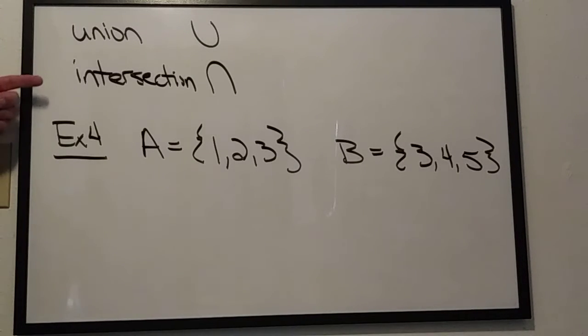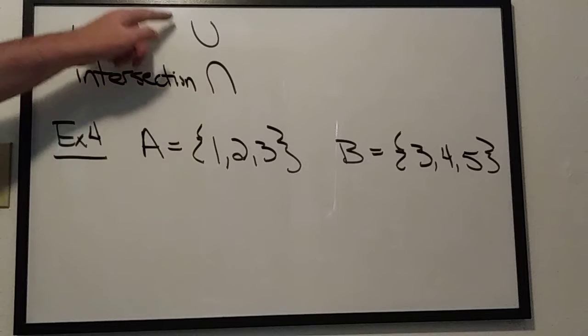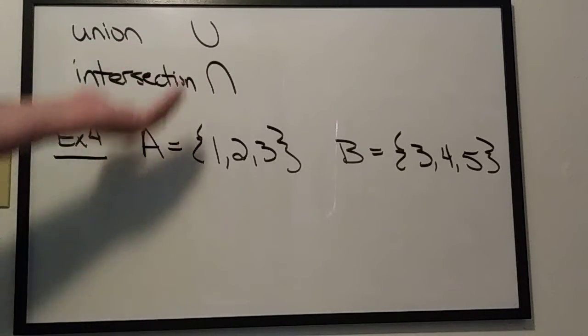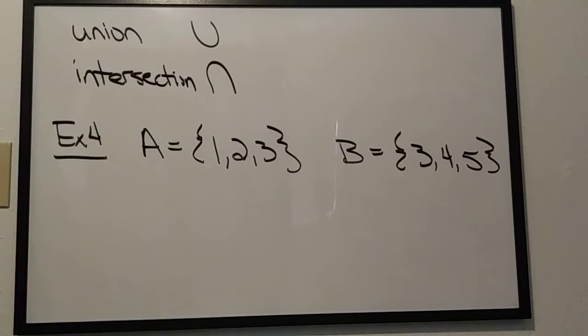The last two ideas that we're going to be talking about in this section are union and intersection. So let's start off by checking out the symbols. For union, you use a symbol that looks like a U for union. And then for intersection, you take that same symbol and flip it upside down. So it's essentially an upside down U.